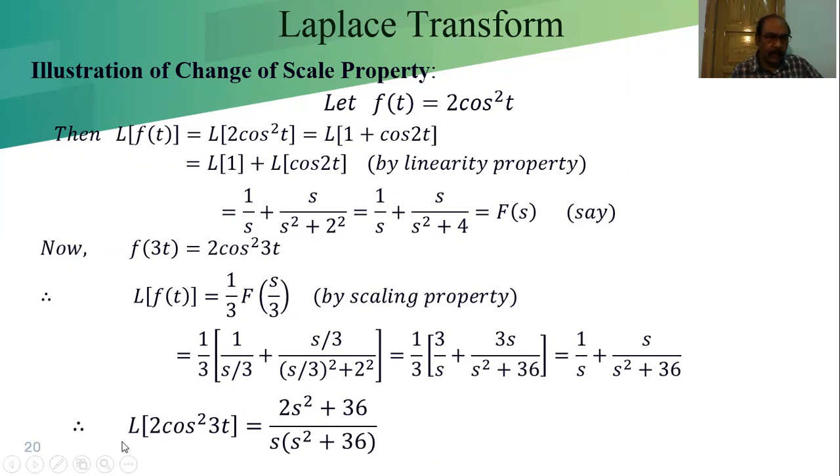So Laplace transformation of 2 cos square 3t equal to 2s square. By simplifying this will be there. That means 2s square plus 36 and denominator is s into s square plus 36.